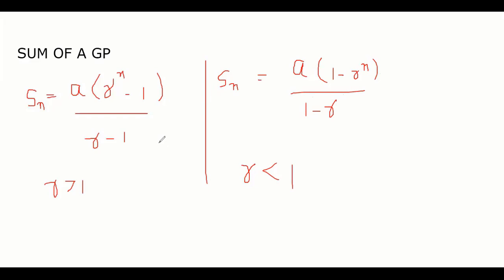You might be asking, what about when R is equal to 1, correct? Why is there no formula for R equal to 1, tell me? Because it will be the same term as the first term. So Sn will not be equal to A, Sn will be equal to n into A. For 5 terms, the sum is 5 times A. That's why there is no formula required. These two formulas are what we are going to use.